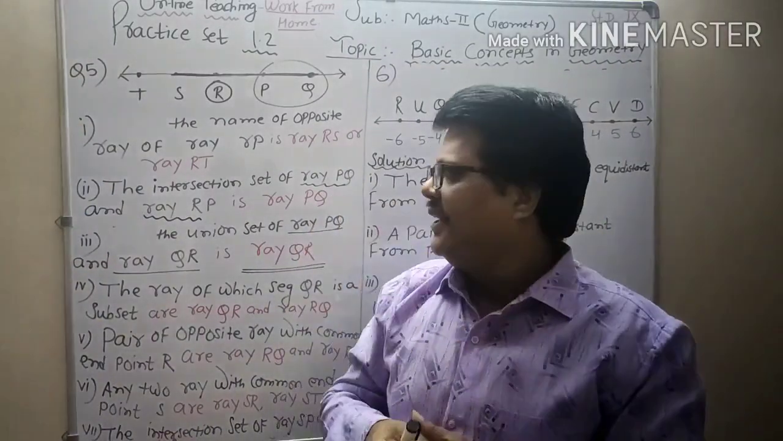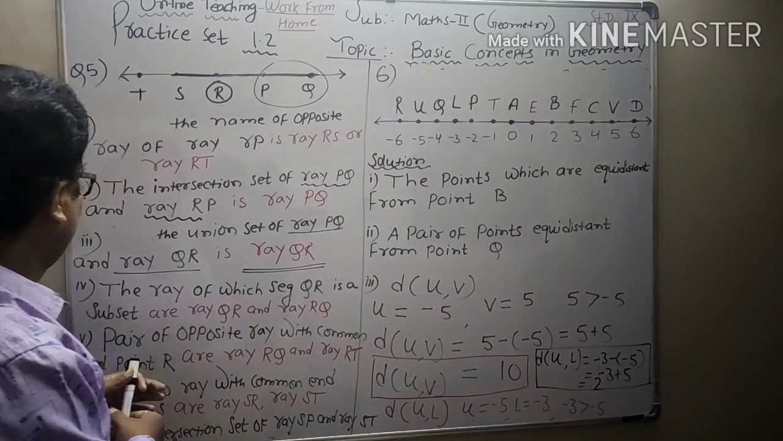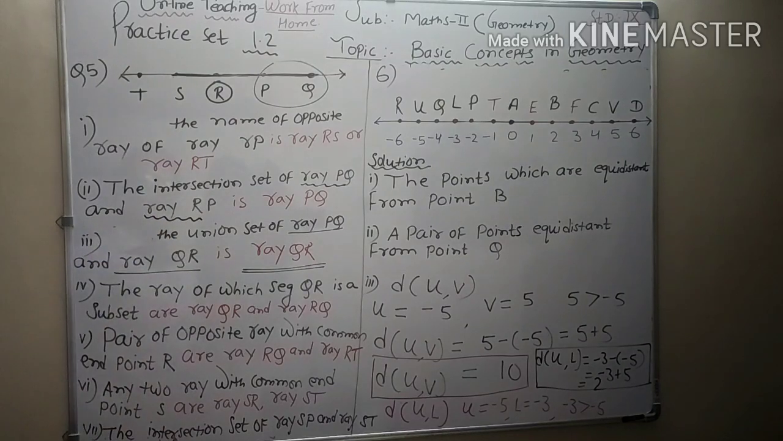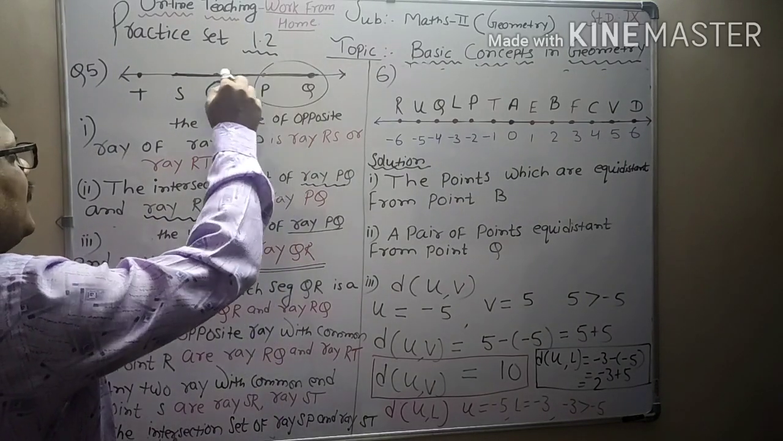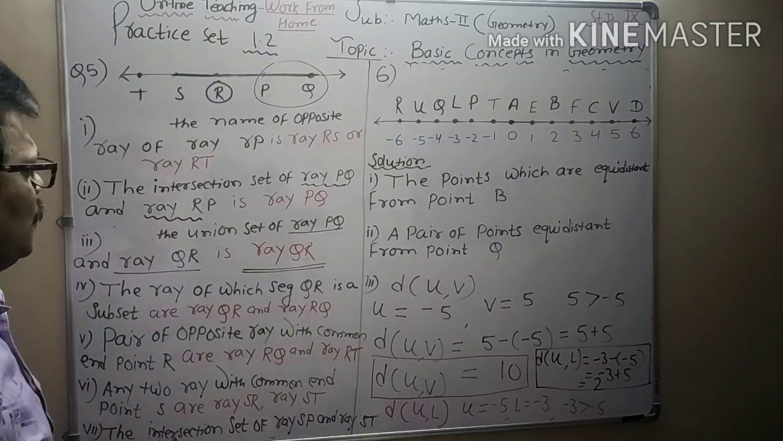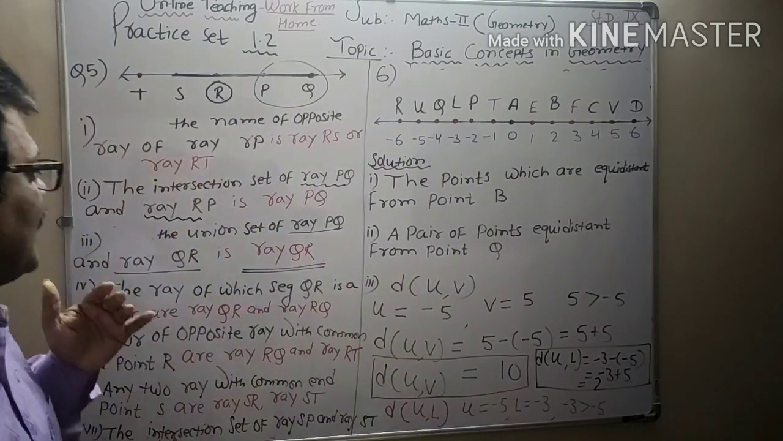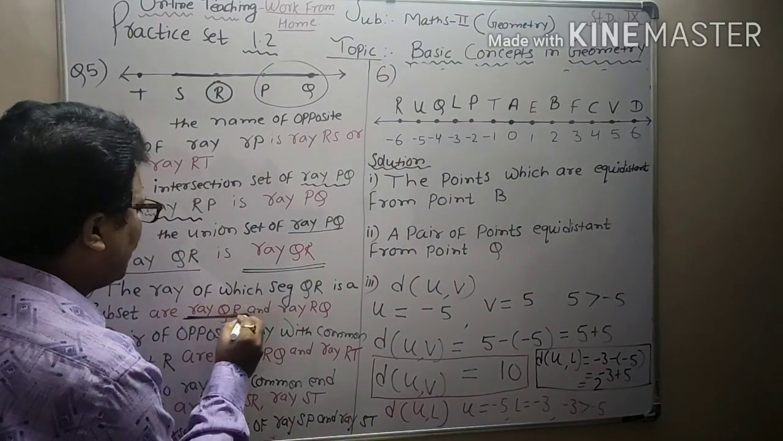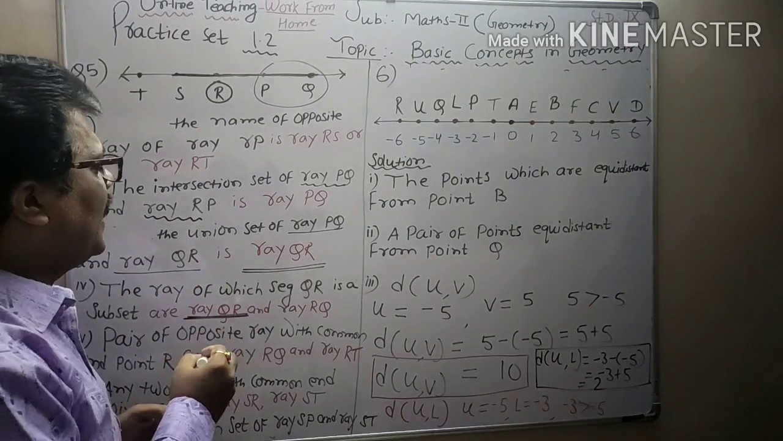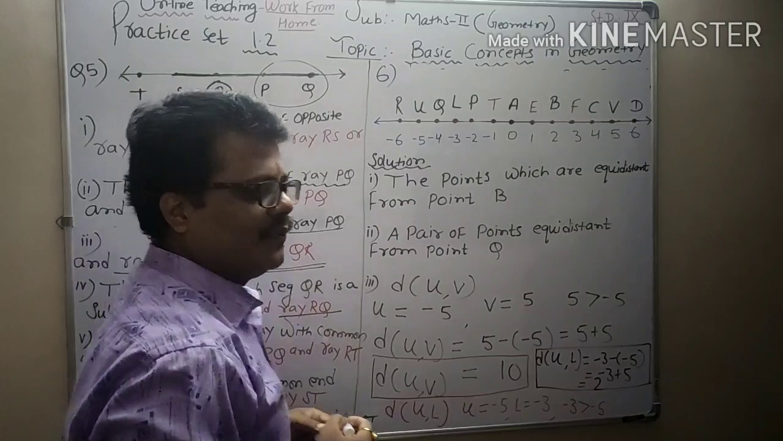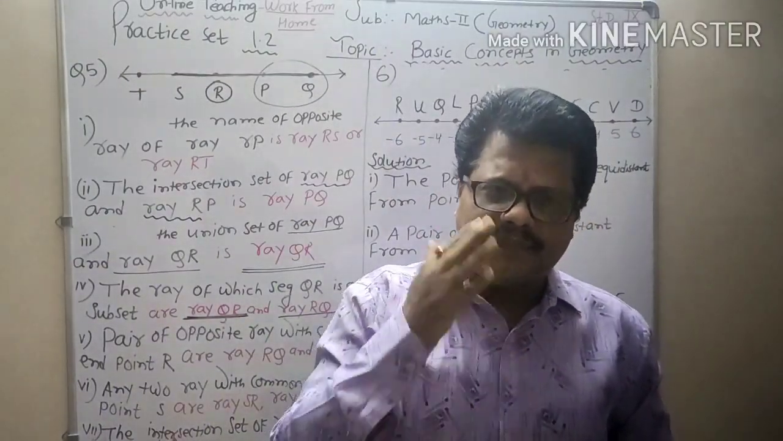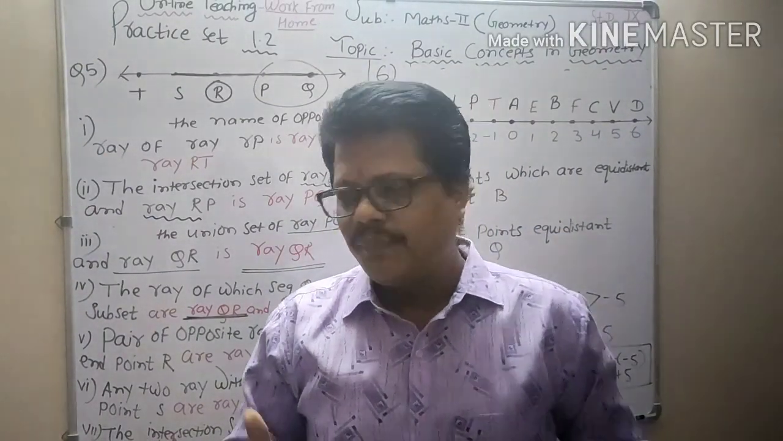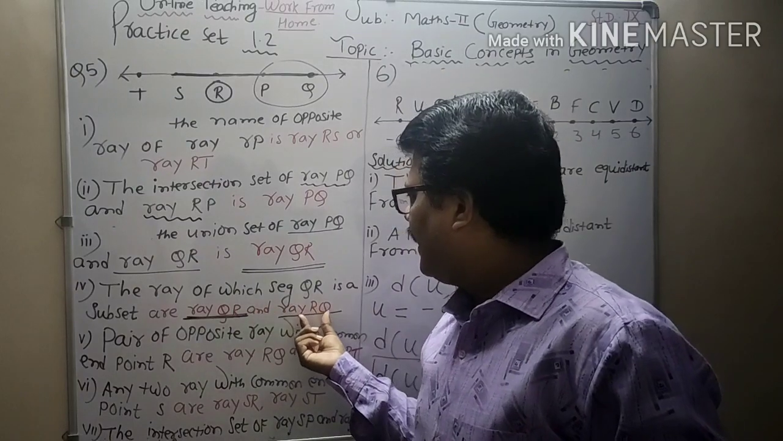In the same manner, you apply this knowledge over here. What is the question that has been asked? The ray of which segment QR is a subset. So segment QR is a subset of, just change the word, what can you say? Segment QR is a subset of ray QR and ray RQ. Remember, every segment is a subset of that particular ray. So my answer is ray QR and ray RQ.